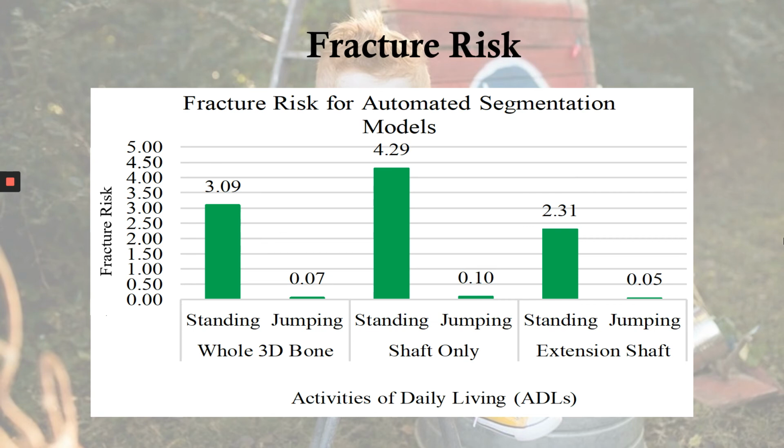Apart from that, the bar chart shows that standing has the lower risk of fracture, which is 3.09 for whole tibia bone, 4.29 for shaft model, and 2.1 for extension shaft model. In jumping configuration, the risk values are in the range of 0.05 to 0 in all parts of the models, which means that jumping will definitely cause tibia fractures.